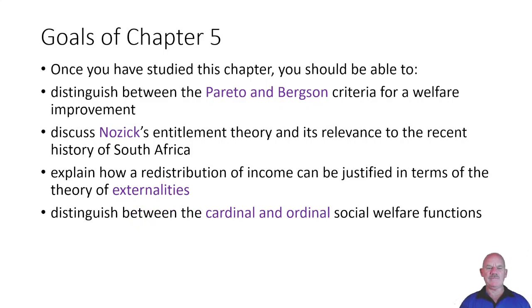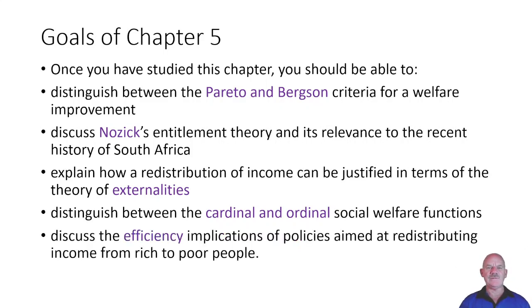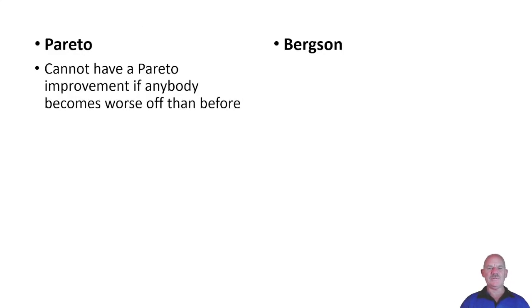Small distinction between cardinal and social welfare functions you should understand, and then also discuss the efficiency principle, implications of policy. So we look at redistribution. When is redistribution Pareto optimal, or when is it Bergson optimal? When does Nozick agree with redistribution? Does redistribution have anything to do with externalities, and so on? So this chapter is about redistribution.